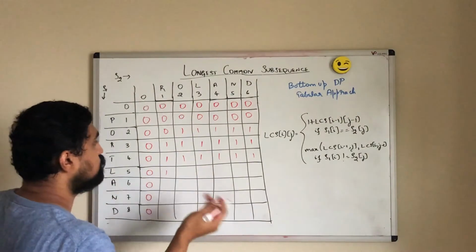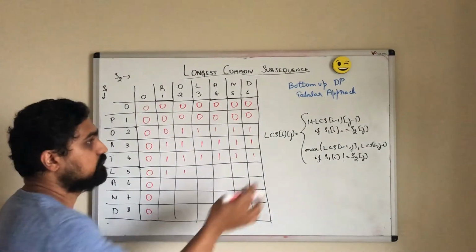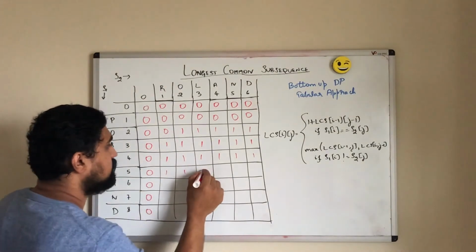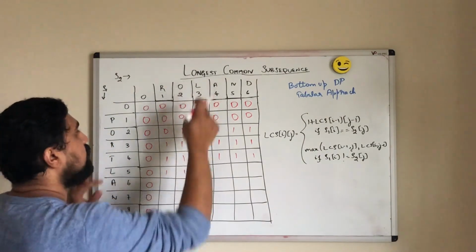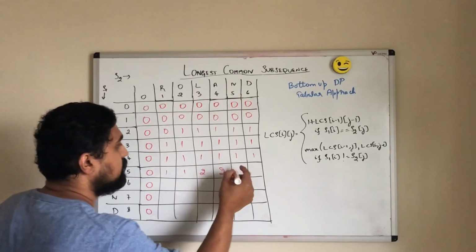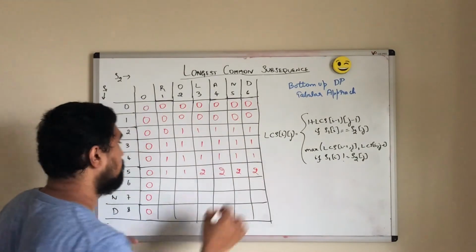L and O, these two do not match, it's 1. L and L, these two match, so we end up with condition 1. So the value is 1 plus value in the diagonal, so it is 2. L and A, they do not match, the maximum of these two is 2. L and N, they do not match, so it's 2 here. L and D, they do not match, it's 2 again.